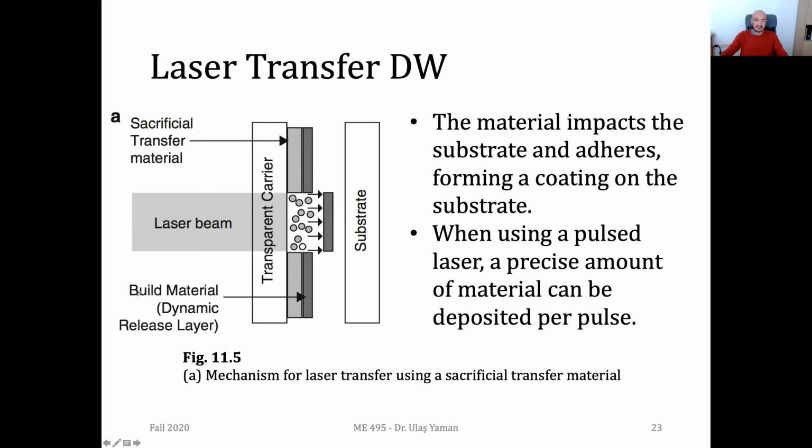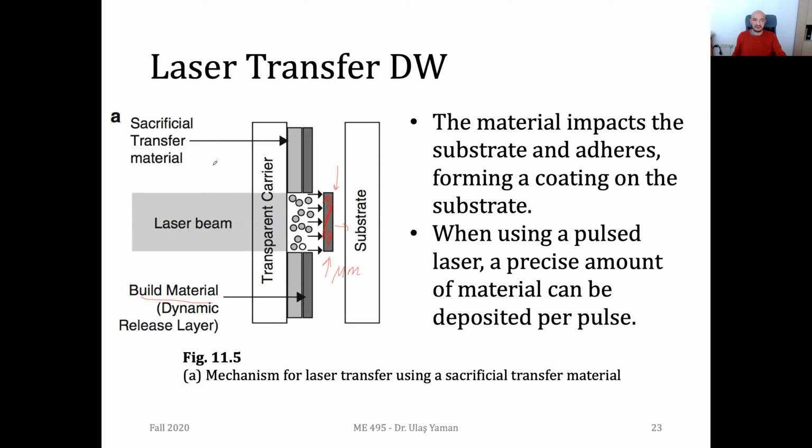As you see, this is called the build material. This will be deposited on the substrate. With the help of the energy exposed from this laser, the build material will be deposited on the substrate. And the dimensions are not much. These are in some micrometers, very small.